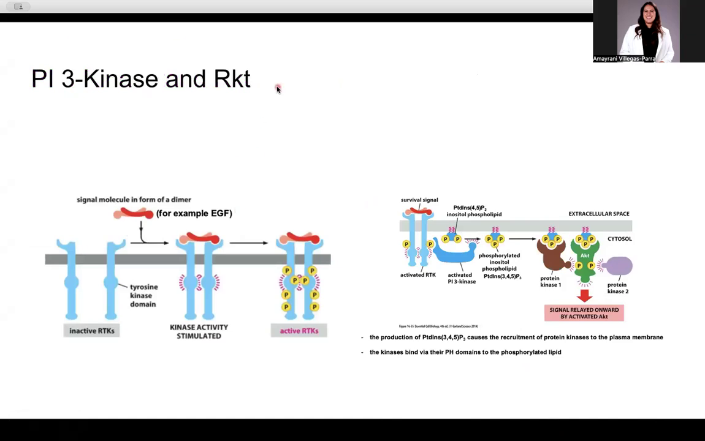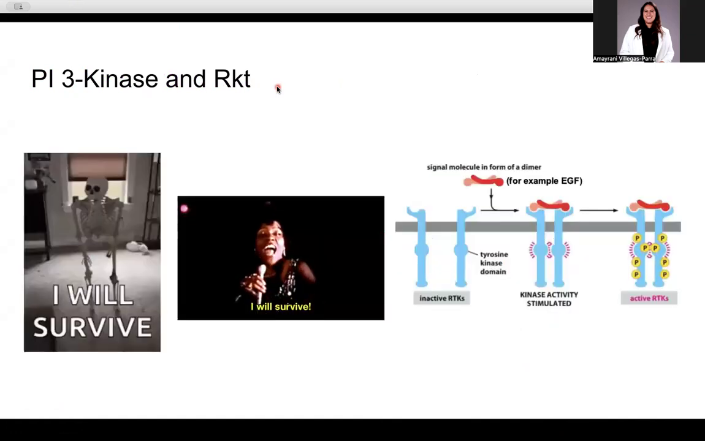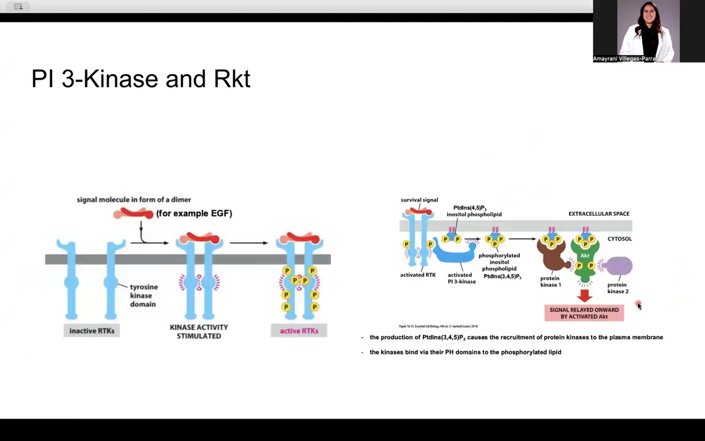Let's consider that the cell is struggling to survive, okay? And it's determined to survive. What's going to happen is that there's going to be a signal molecule that's going to tell the inactive receptor tyrosine kinase receptors right here to activate, to be phosphorylated. A good example is EGF. It will bind to the inactive RTKs, which will then allow phosphorylation to occur at the RTKs.